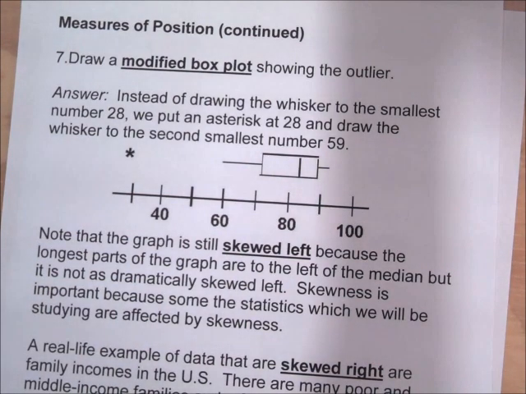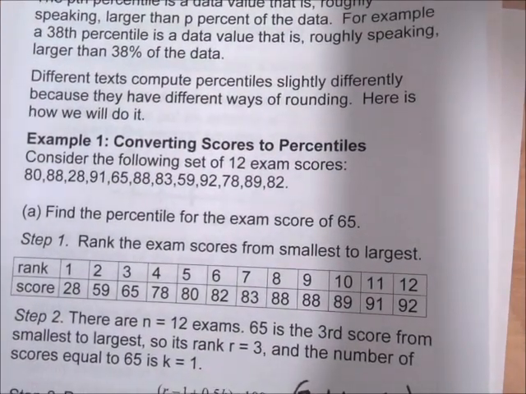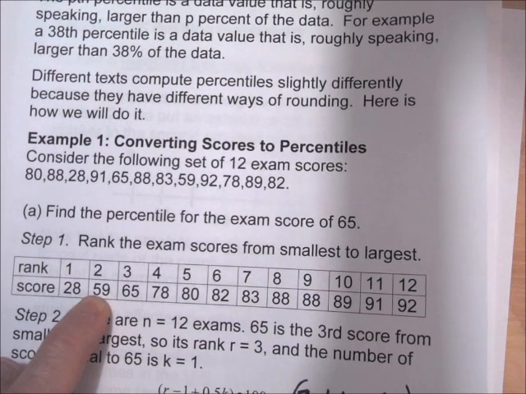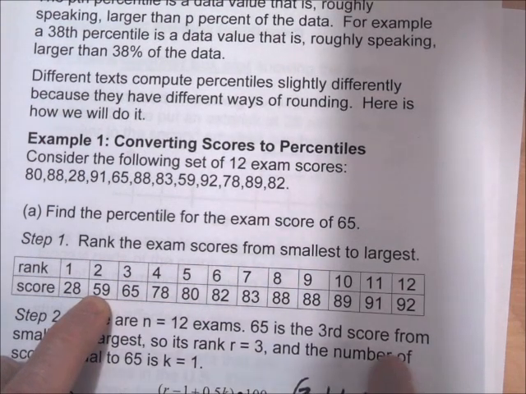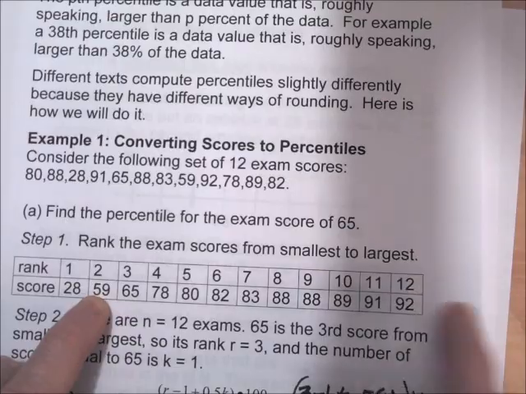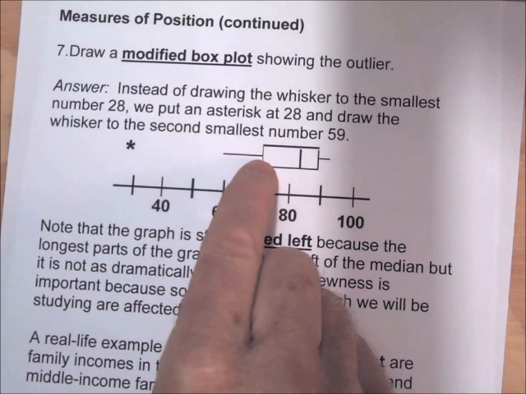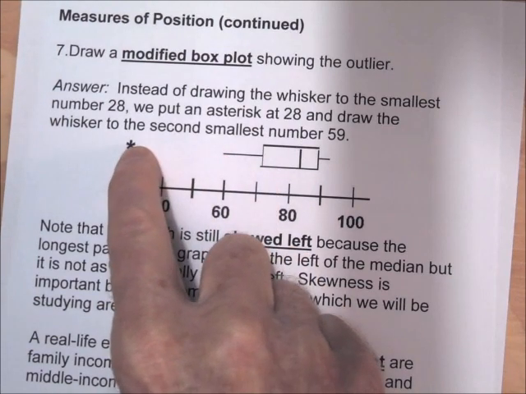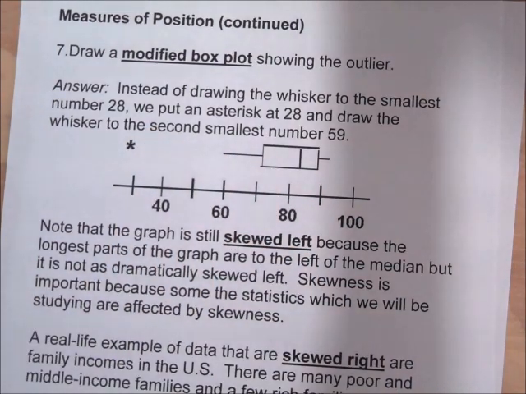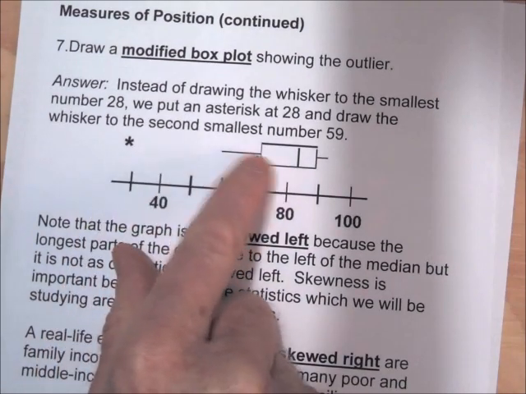If we go back to the data set here, the lowest score that's not an outlier is the 59. And there's no outliers on the other side. So this whisker goes down to 59, and then we put a little asterisk, or some books put a little O to indicate where the outlier is. So this is a modified box plot.